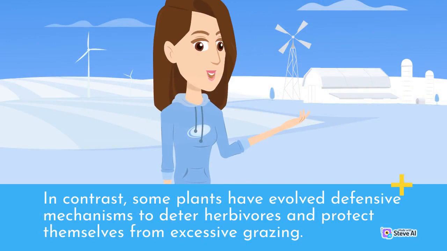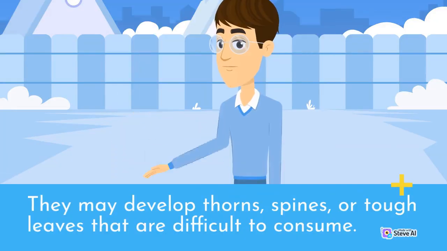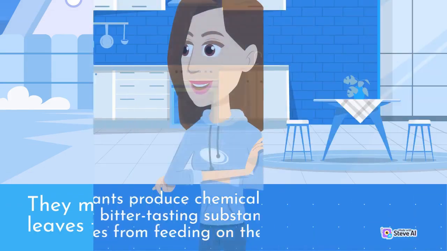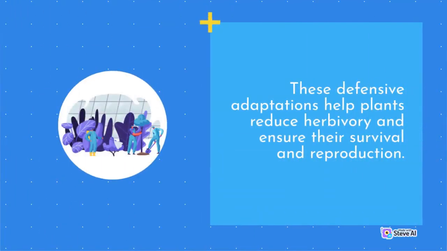In contrast, some plants have evolved defensive mechanisms to deter herbivores and protect themselves from excessive grazing. They may develop thorns, spines, or tough leaves that are difficult to consume. Some plants produce chemical compounds, such as toxins or bitter-tasting substances, to discourage herbivores from feeding on them. These defensive adaptations help plants reduce herbivory and ensure their survival and reproduction.